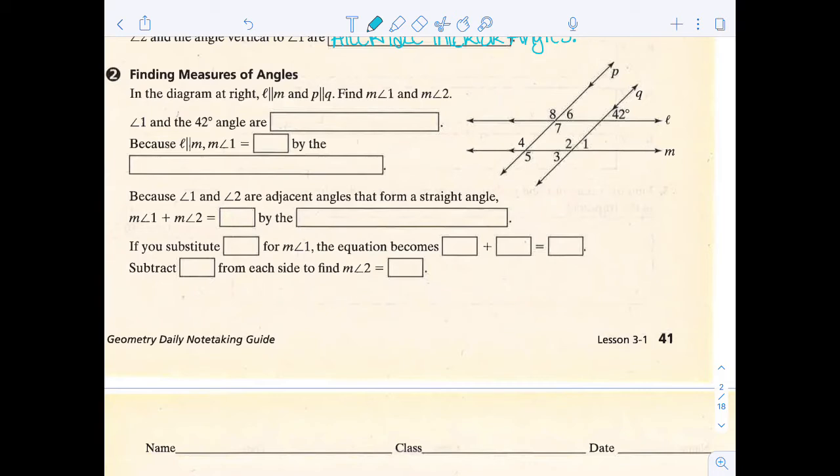So we know angle 1 and the 42-degree angle. Angle 1 and this angle are both in the top right corner of their intersection, so we know those are corresponding angles, because they're in the same position. We also know that corresponding angles are congruent. So since these are parallel lines, the measure of angle 1 equals 42 degrees because the corresponding angle is 42 degrees. And this is because of the corresponding angles postulate.